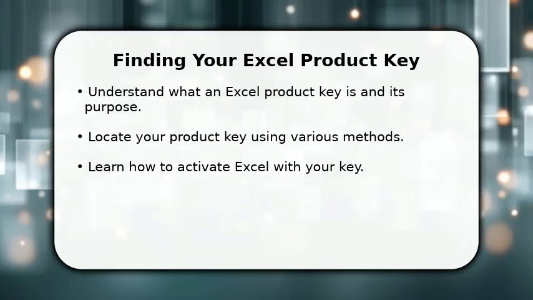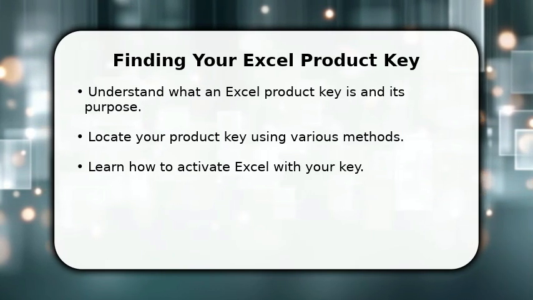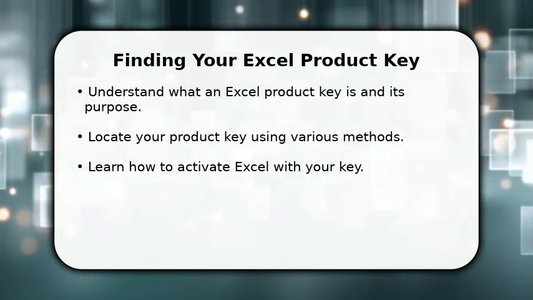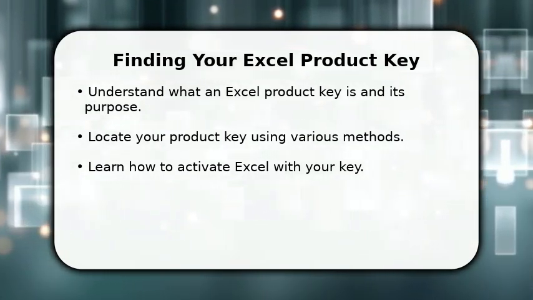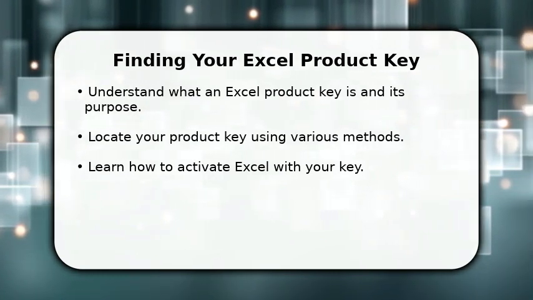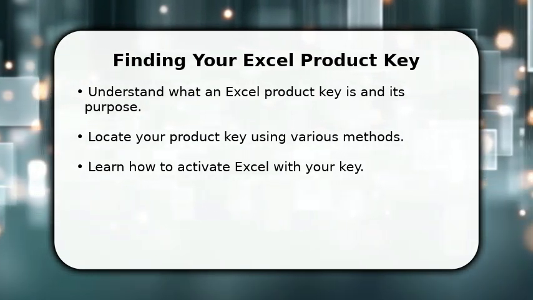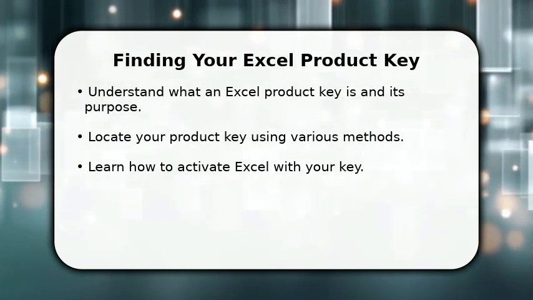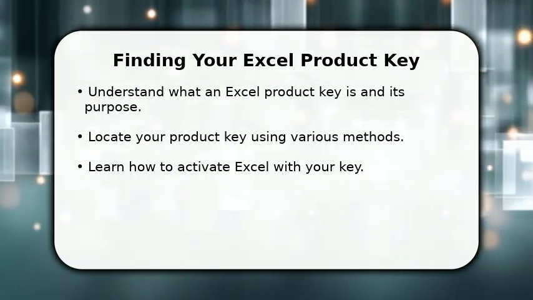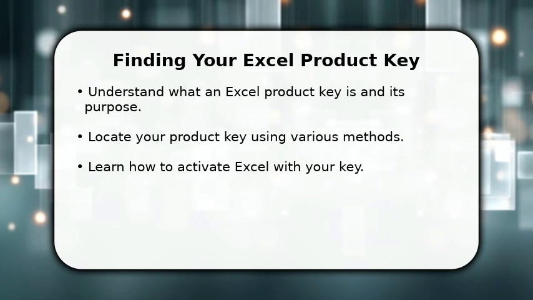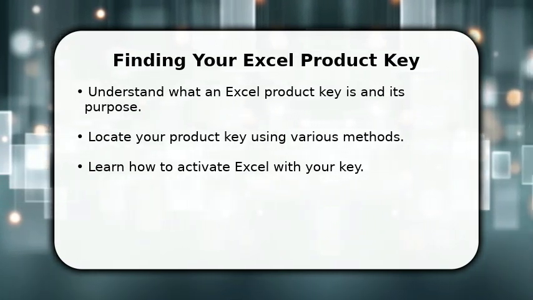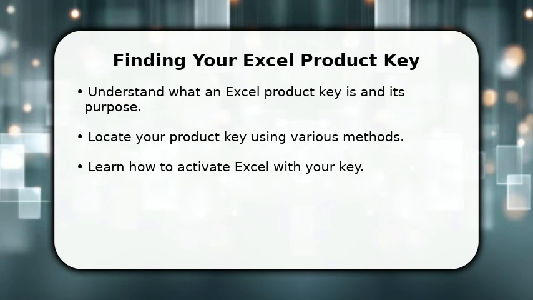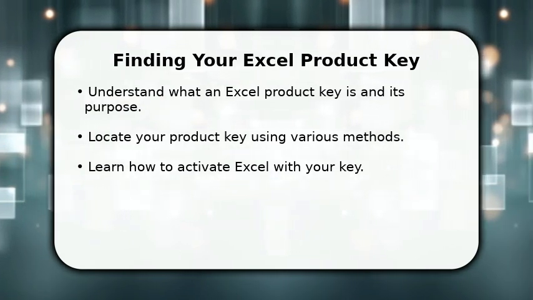In this video, I will explain how to find your Excel product key. First, understand that an Excel product key is a 25-character code essential for activating your software. This key ensures you can unlock all features and confirm your copy is legitimate. We'll cover where to find this important key using various methods, and then guide you through the simple process of using it to activate your Excel program effectively.